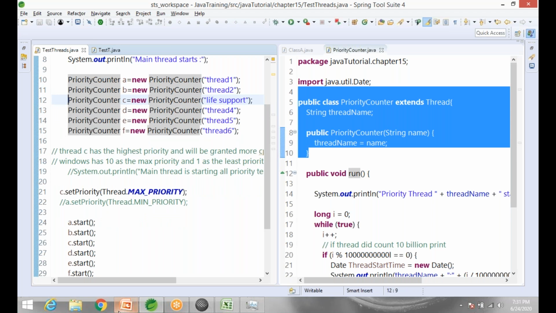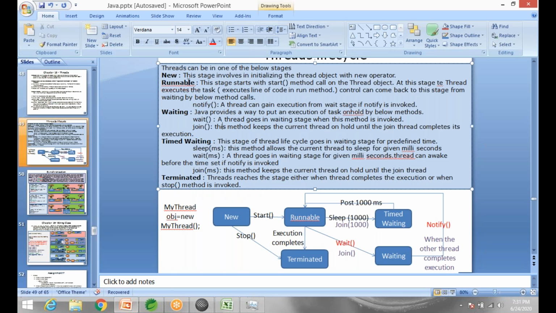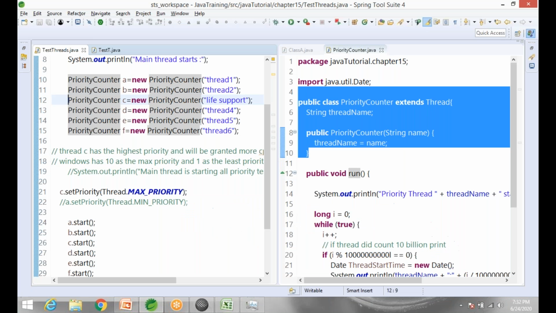All right, so let's look at the life cycle of a thread program. New is the stage of a thread life cycle where you recently created the object. Okay, when you create an object of your thread program, you will be in the stage called new. Okay, so this is when your thread went into the new stage. Okay, a newly created stage.